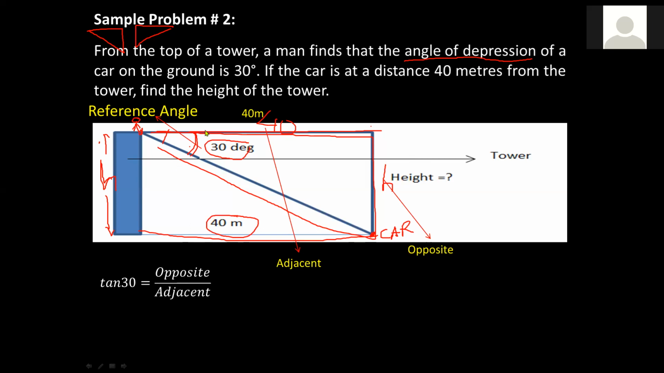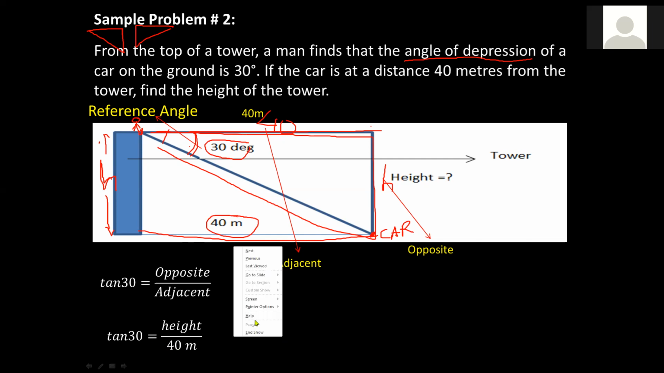That is why tangent of 30 degrees is equal to opposite over adjacent since it is TOA. Now, our opposite is actually the height. And our adjacent is actually the distance of 40 meters. So let us substitute them. Tangent 30 is equal to the height over 40 meters. Then let us apply some algebra. The 40 meters, we cross-multiply to the tangent 30. We will apply cross-multiplication.